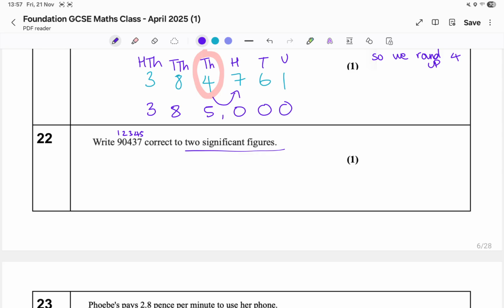So if we're writing that to two significant figures, 90437, that's my second significant figure. I look at the number on the right always. 4 is smaller than 5, therefore the 0 stays the same. So that's just going to become 90,000.